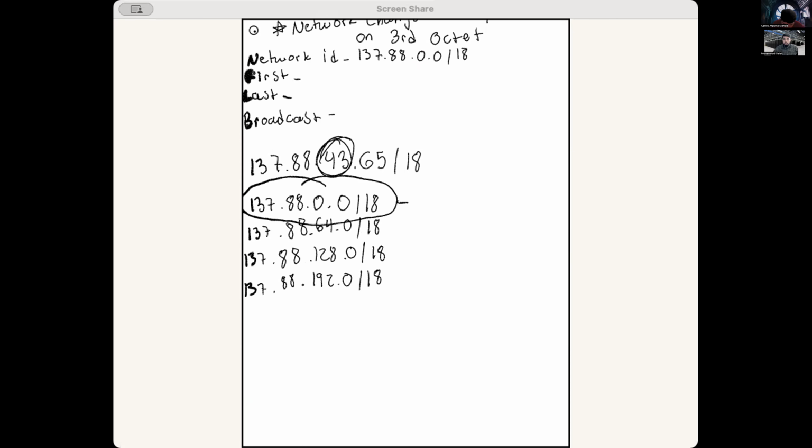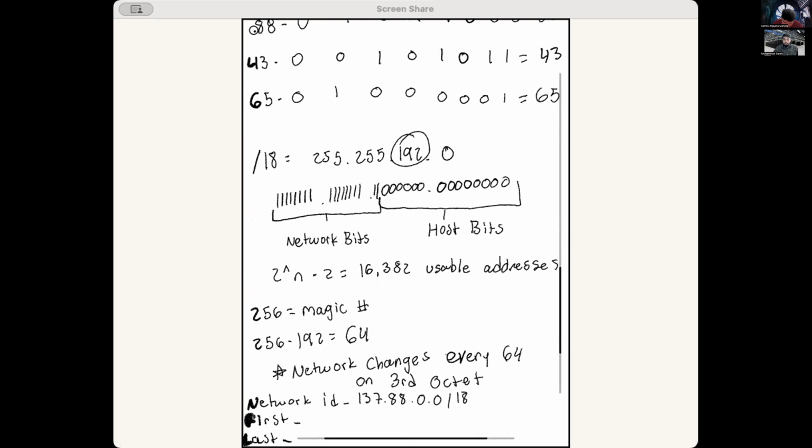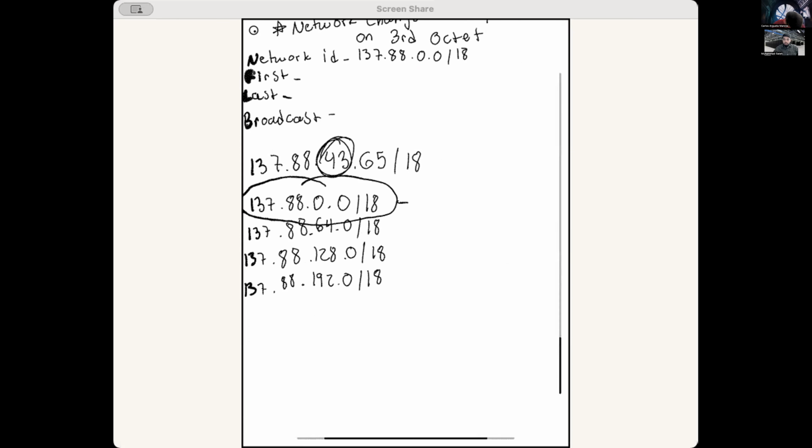The first usable, which to your point would be that first binary bit set to 1, would just be 137.88.0.1. Then the last would be 137.88. We know that this goes all the way through to 63 because it changes every 64. So the third octet of the last usable is going to be 63.